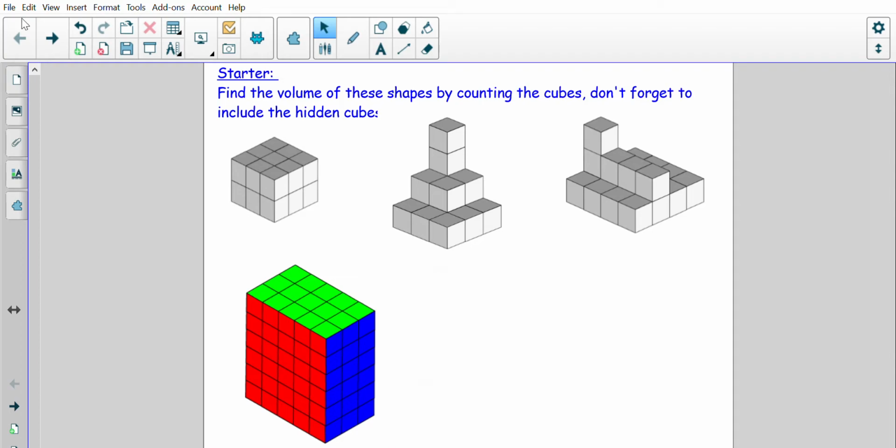So the starter for today's lesson is I want you to find the volumes of these shapes by counting the cubes. Don't forget to include the hidden cubes, so the cubes that you can't actually see. So pause the video and have a go at that.